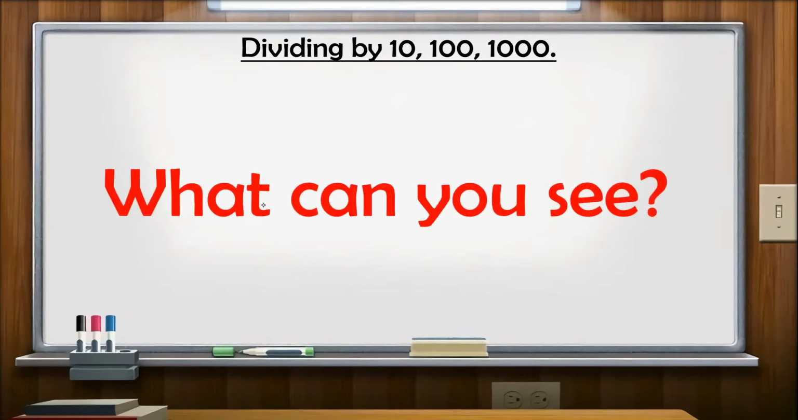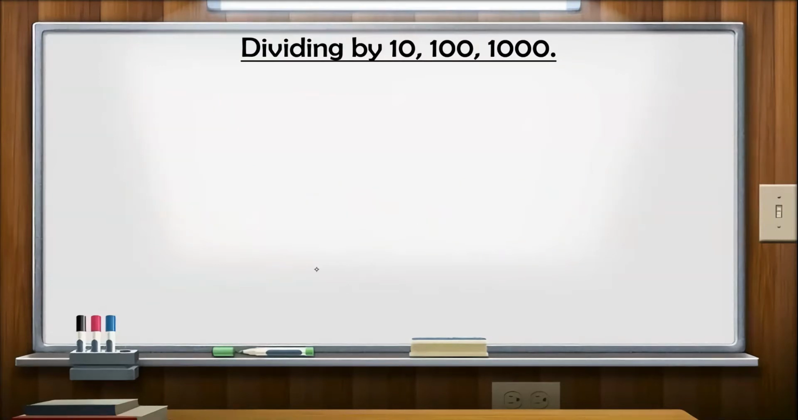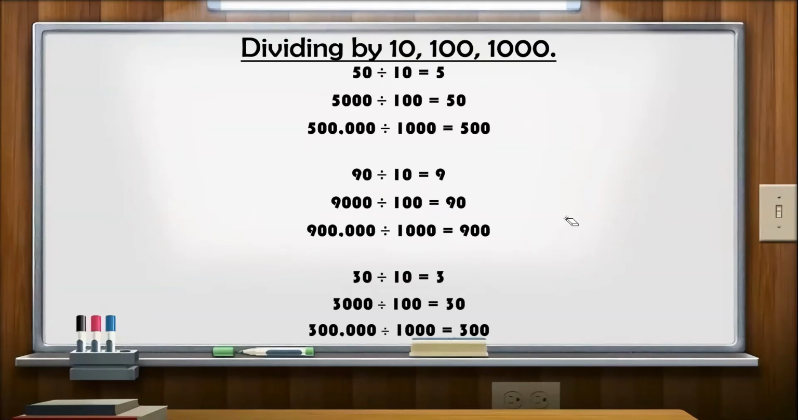So let's get started. Now the key question to ask yourself is, what can you see with the questions and answers I will pop on the screen? Now, by asking yourself, what can you see? Hopefully you can spot a pattern. This pattern will help us learn the technique of dividing numbers ending in 0 by 10, 100 and 1000.